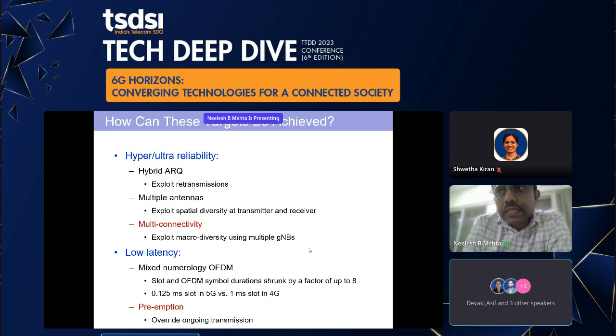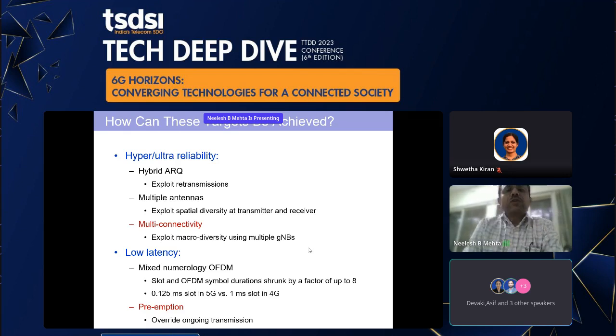The third thing is also spatial diversity, but on a macro scale, and it's called multi-connectivity. And that's going to be one of the key topics of my talk today. So essentially you do the same thing, but now you send the signal from multiple G-node Bs or base stations. And this not only gives you protection against what's called small scale fading, but it also gives you protection against shadowing and path loss. So even if one of the links is blocked by a building, for example, there might be another link that can protect you.